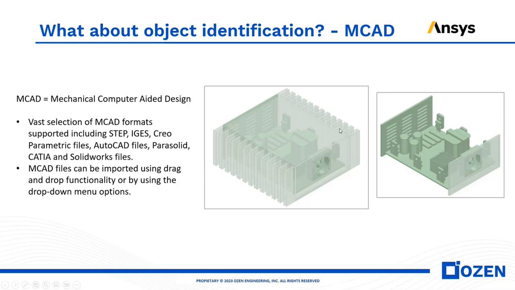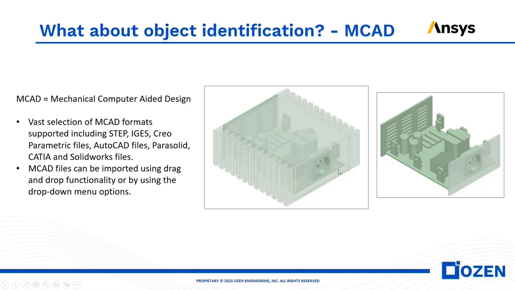I mean, we can get this file from different sources, right? Then this is what we call MCAD, Mechanical CAD. We do this differentiation in Icepak because in Icepak we also import electrical or electronics CAD, what we call ECAD. So let's focus right now in this part of the webinar on the MCAD, the mechanical CAD. And as you may know, we can import a STEP, IGES, Creo, AutoCAD, Parasolid, CATIA, SolidWorks. Any format that is available, we can handle it in our Icepak tools.